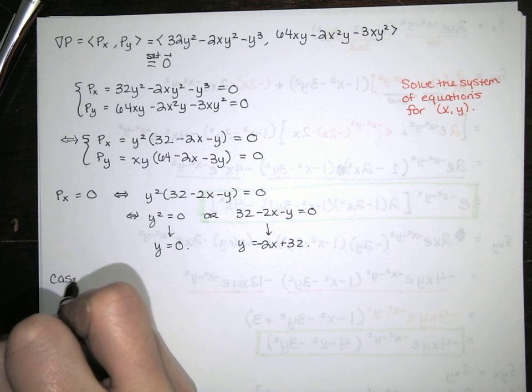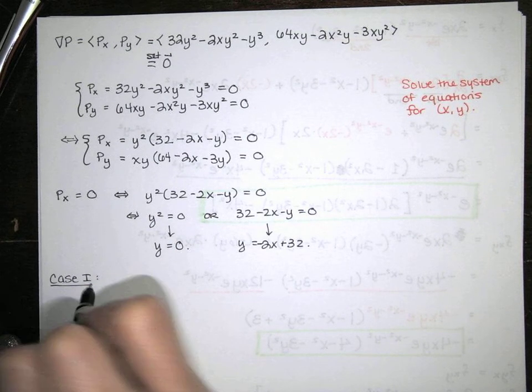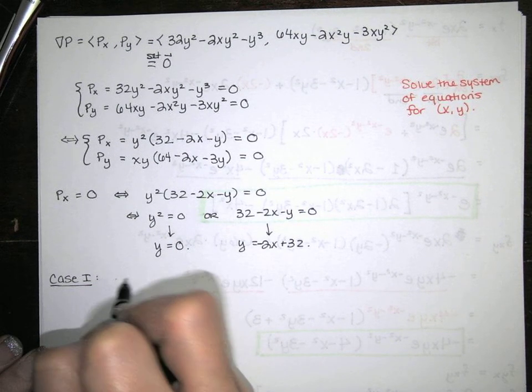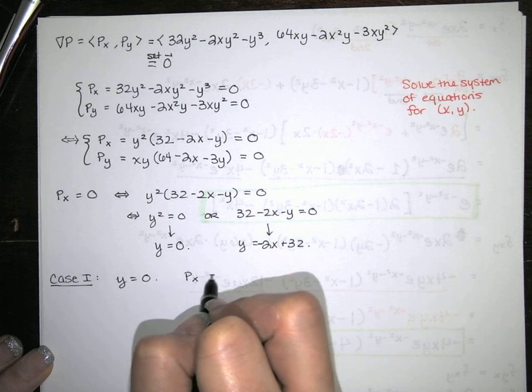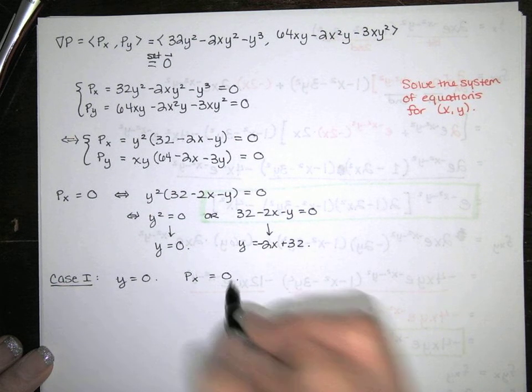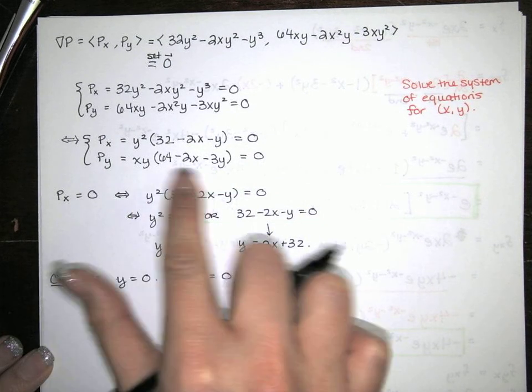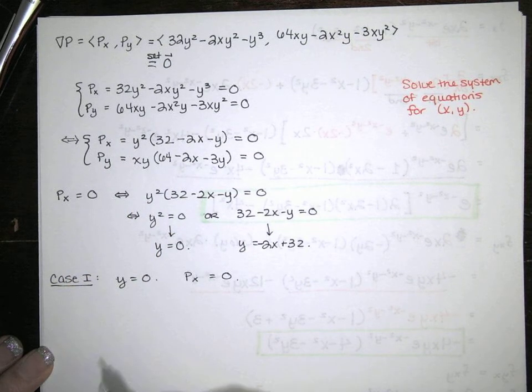So case 1, let's say y is equal to 0. If y equals 0, then the partial of p with respect to x is 0. And if y equals 0, it looks like the partial of p with respect to y is also 0.